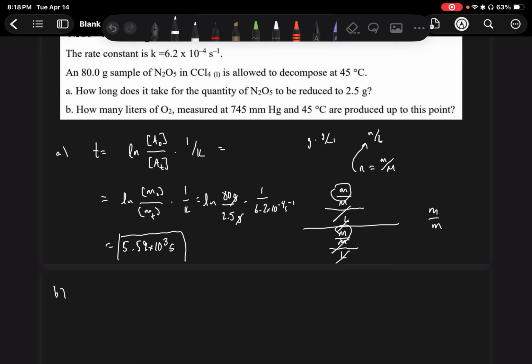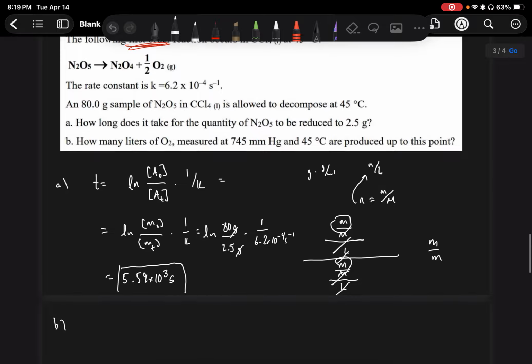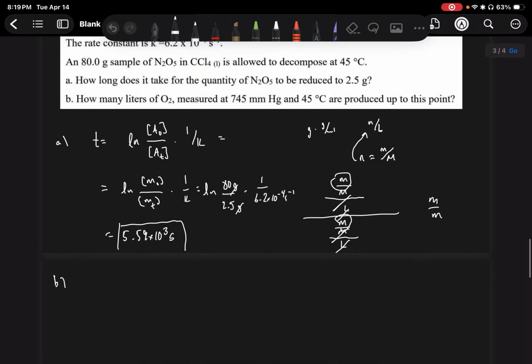How many liters of oxygen measured at 745 millimeters of mercury and 45 degrees Celsius are produced up to this point? How do we do this, bro? What? Okay, so we have the time. Could we use that? Or, okay, we have this reaction. I think I'm onto something.